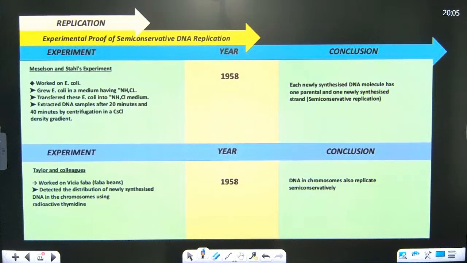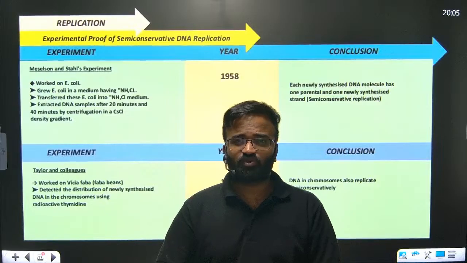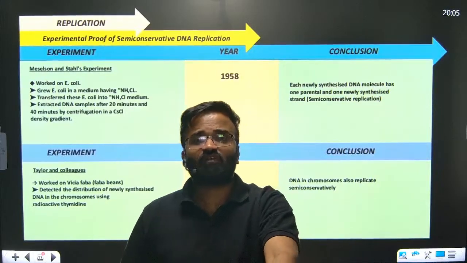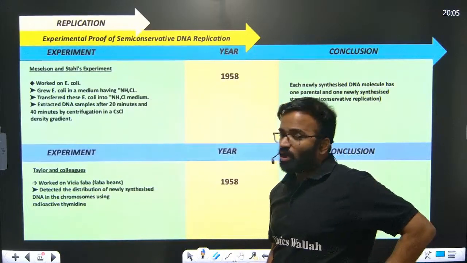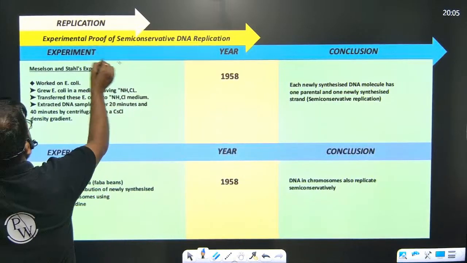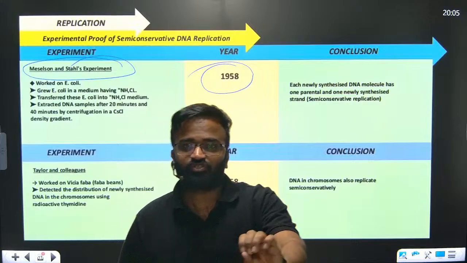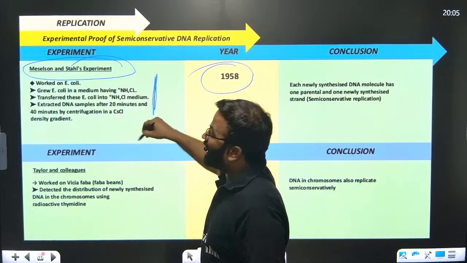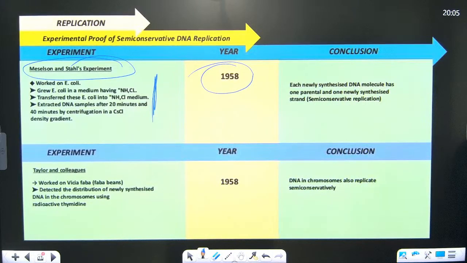Obviously I talked about this in the previous class. That is, who proposed the semi-conservative model in an indirect manner? It is Watson and Crick. But who proved it experimentally? It is Matthew Meselson and Franklin Stahl in the year 1958. Remember, they haven't used radioisotopes. They have used the heavy and light isotopes of nitrogen.